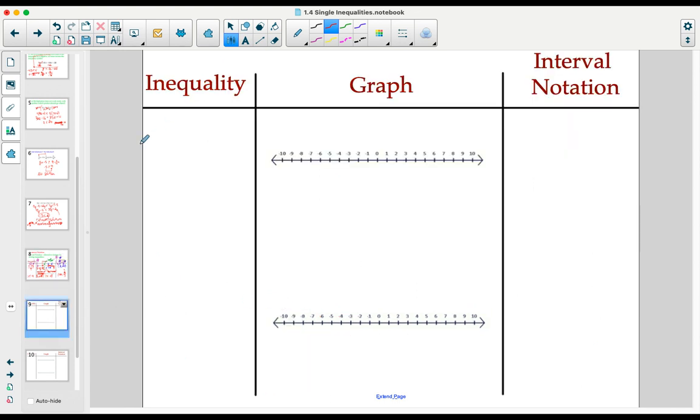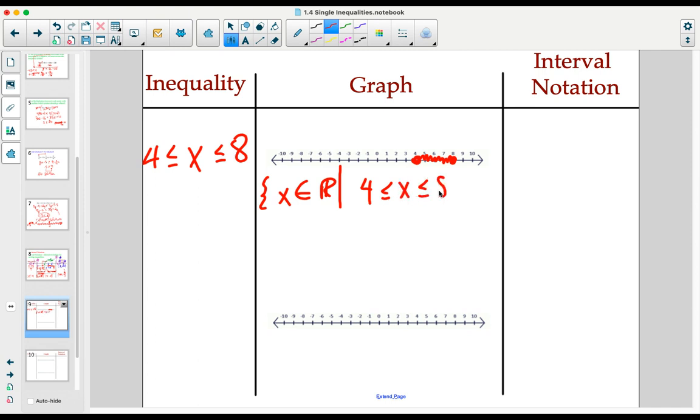Okay, our next one we're going to try is actually a compound inequality. We're going to go between the numbers 4 and 8. So we're including 4, we're including 8. Here's 4 to 8. Our set notation would be x is an element of the real numbers such that x is between 4 and 8. Again, no different than what we wrote over here.